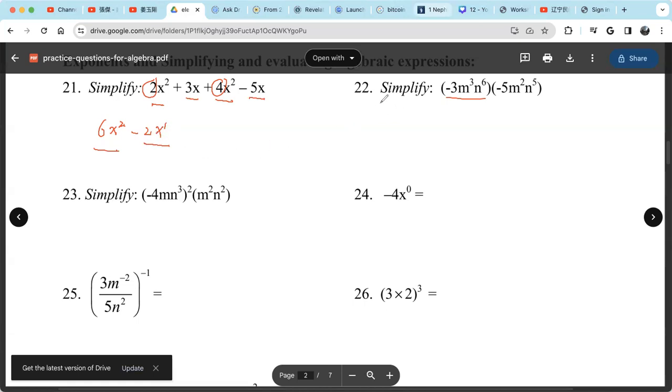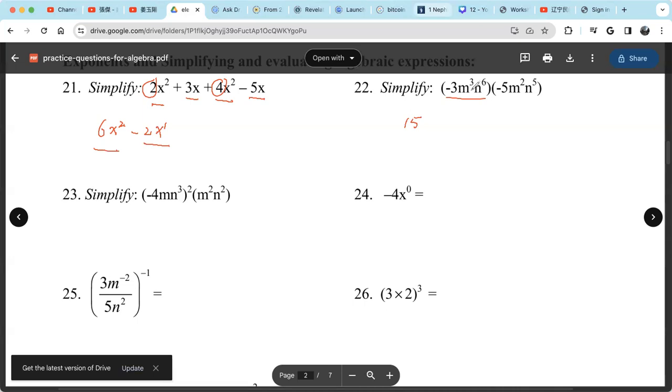Let's see 22. We're multiplying those two. So how do we multiply? We multiply number with number. We see we have negative 3 times negative 5. So the only operation here is multiplication. Negative times negative is positive, 3 times 5, that's 15.